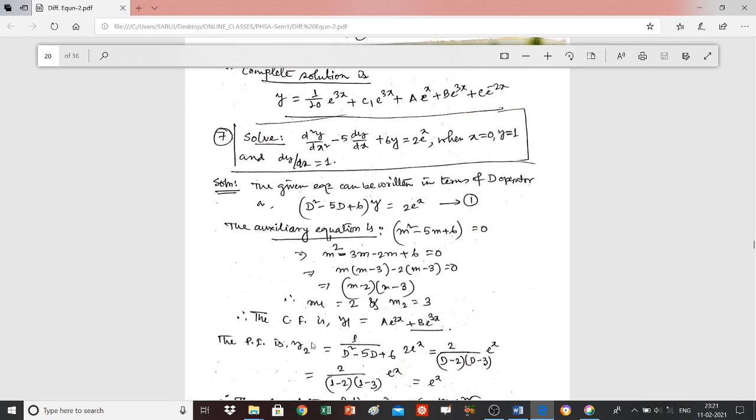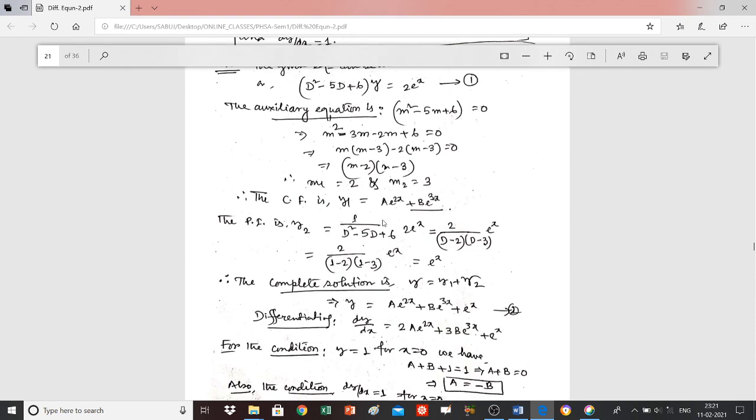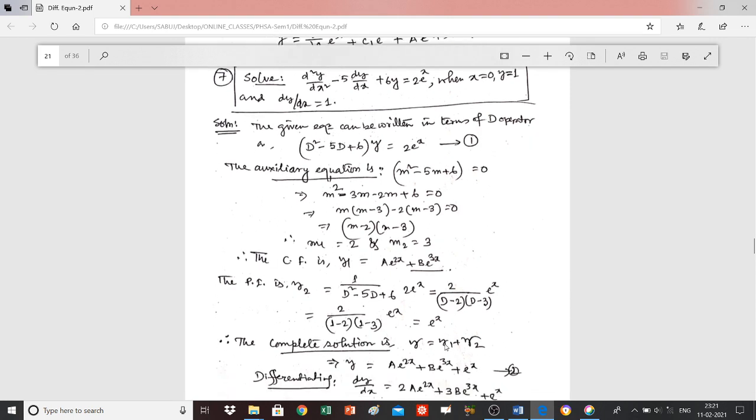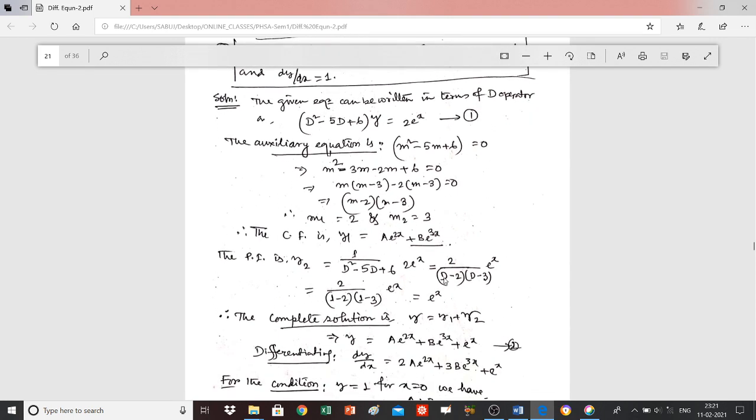And the particular integral would be 1 by this function of D, that means D square minus 5D plus 6, then the right hand side e to the x. You know that the factorization of this term will give you D minus 2 and D minus 3, e to the power x. And in this case you can comfortably replace D by a, that means D can be replaced easily by a. a in this case is 1. So 1 by (1 minus 2) and (1 minus 3) e to the power x, that is equal to 1 by 2 e to the power x.